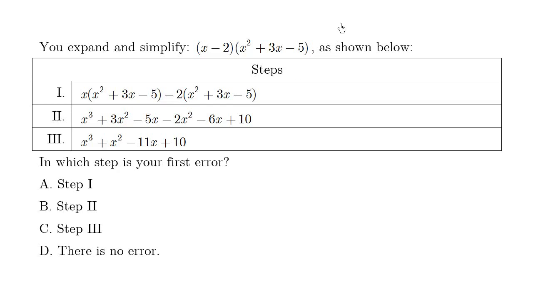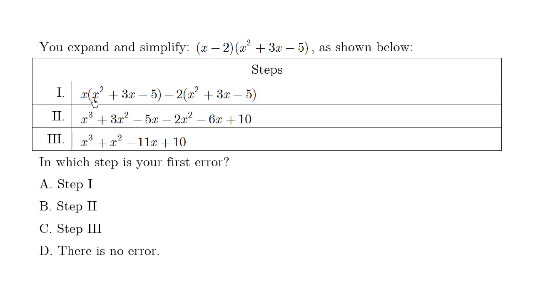Here is another polynomial expansion or distribution problem. We have a binomial times a trinomial. You expand and simplify this as shown below. Here are the steps. Row 1 has this step, row 2, row 3. In which step is your first error?